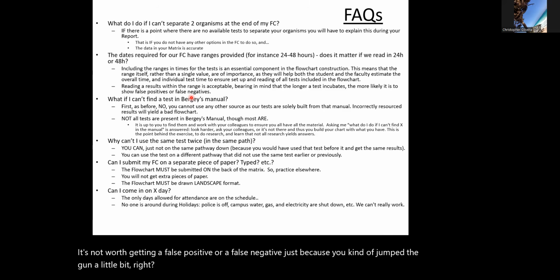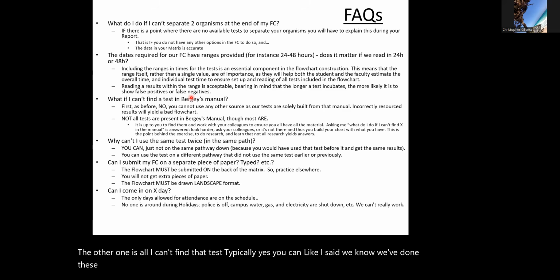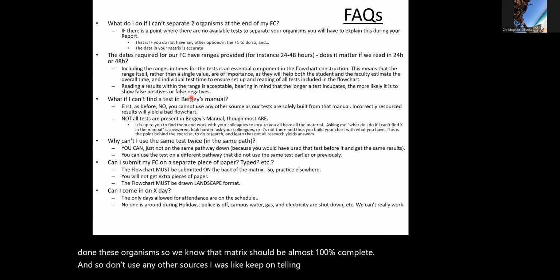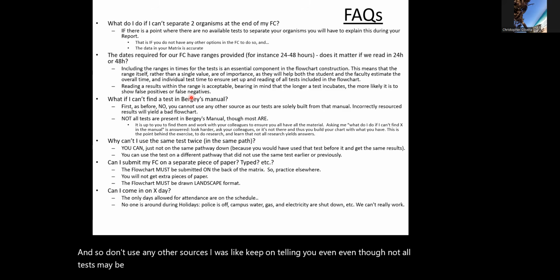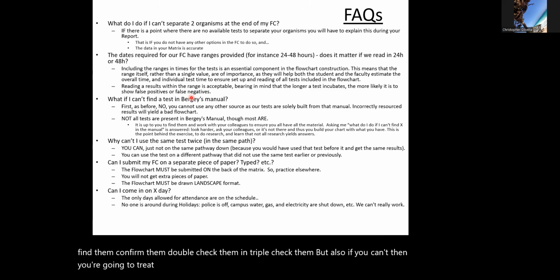The other one is, oh, I can't find that test. Typically, yes, you can. Like I said, we know we've done these organisms, so we know that that matrix should be almost 100% complete. And don't use any other sources, as I keep on telling you, even though not all tests may be present in Bergey's manual. Most of them are, and it's up to you to find them, confirm them, double check them, and triple check them. But if you can't, then you're going to treat those results as what we call variables. I'll show you that in a moment too.